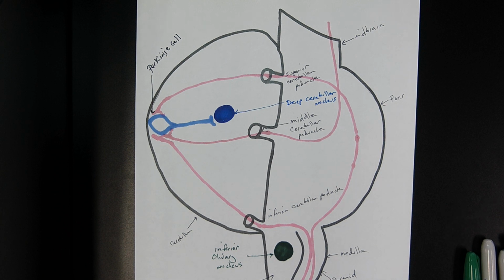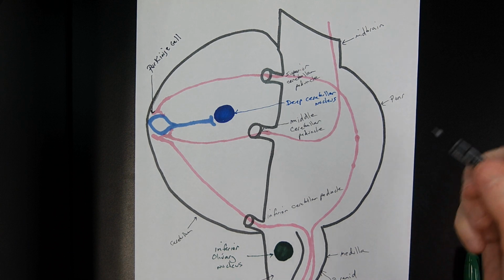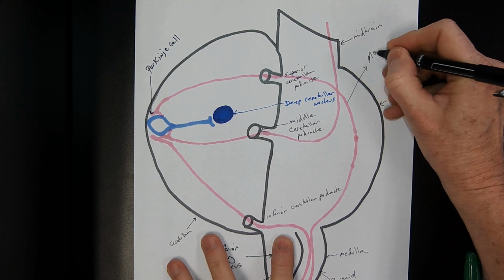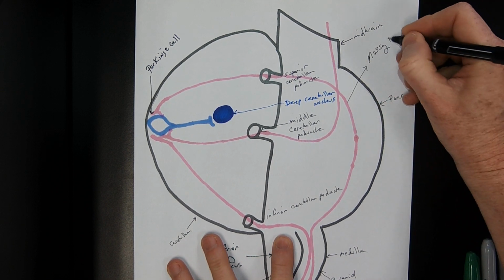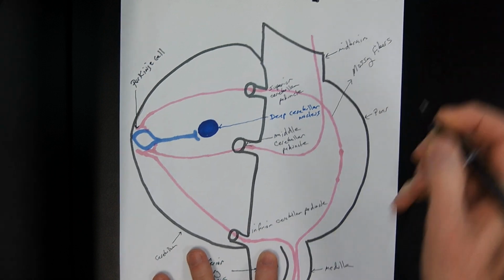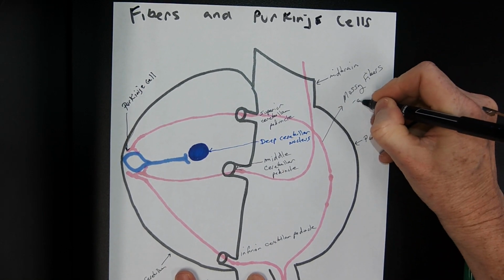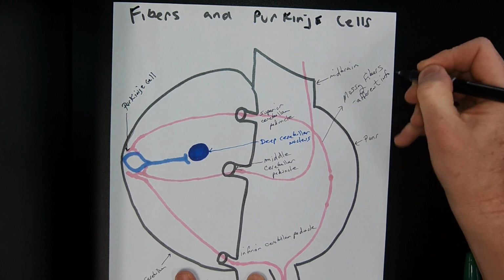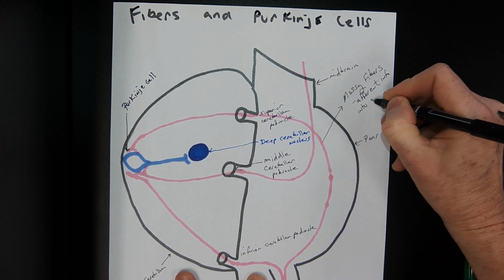That makes sense? Maybe it will as we go. And these fibers, all these fibers that are considered afferent information coming into the cerebellum are known as mossy fibers. So all the pink are M-O-S-S-Y fibers. And that's nothing more than afferent information into the cerebellum.